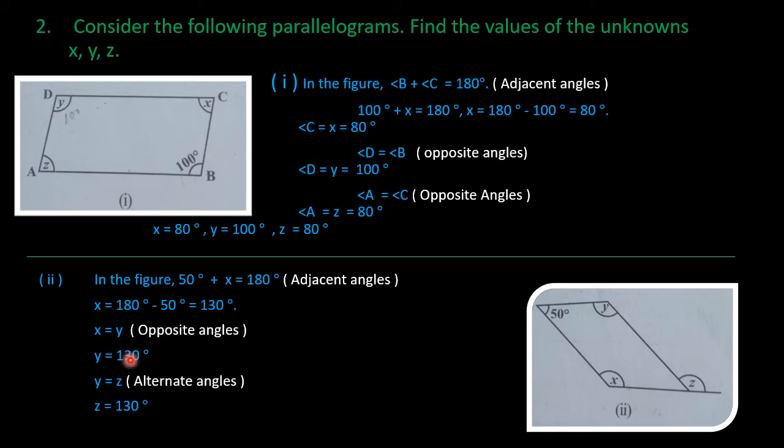Now, we have to find z. Children, here in the figure, angle y and z, they are alternate angles. How? Here in the parallelogram, this line and the upside side, these are parallel lines. And here this line is the transversal. So, z and y are the alternate angles in the parallelogram. So, the value of z is equal to 130 degree. Okay, children?